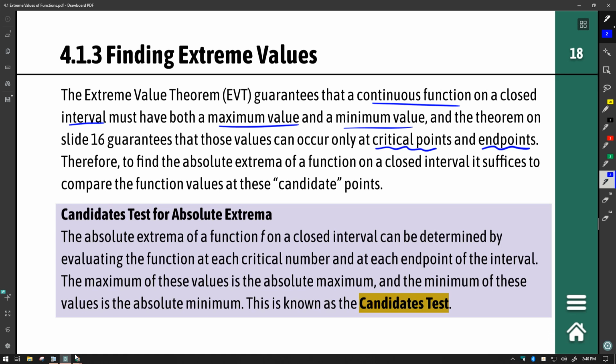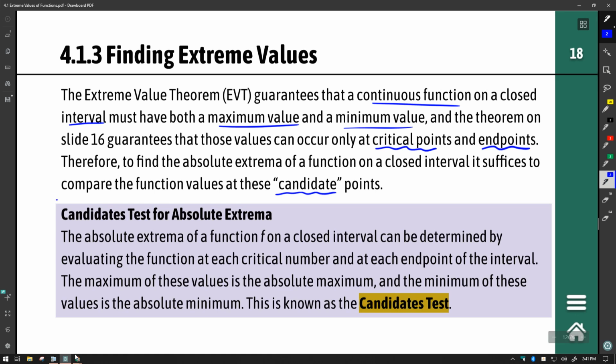So that feels to me like two things that ought to be put together. The extreme value theorem guarantees that we have a maximum and a minimum. And then the theorem from slide 16 says that those points, the maximum and minimum, can only occur at critical points and endpoints. Therefore, to find those absolute extrema of a function on a closed interval, it suffices to just compare the function values at these, what we're going to call candidate points. They are the candidates for where we might see the absolute extrema.